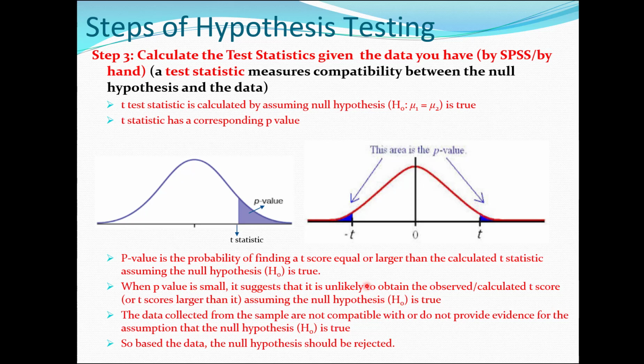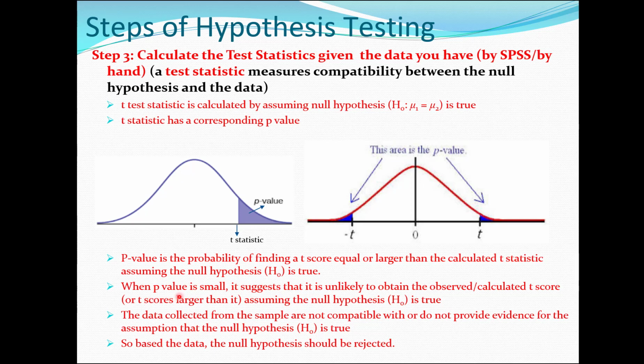Now let's take a look at what the p-value means. If you look at the p-value here, it lies to the right-hand side of your t statistic. That means the p-value is the probability of finding a t-score equal to or larger than the calculated t statistic, assuming the null hypothesis is true. So larger p-value, higher probability. Smaller p-value, lower probability.